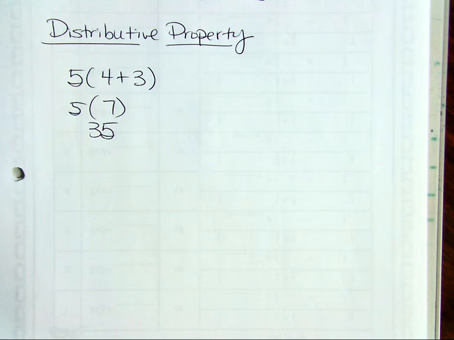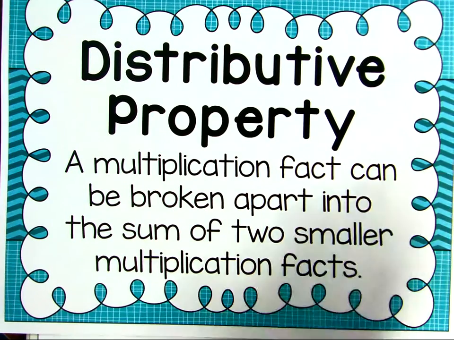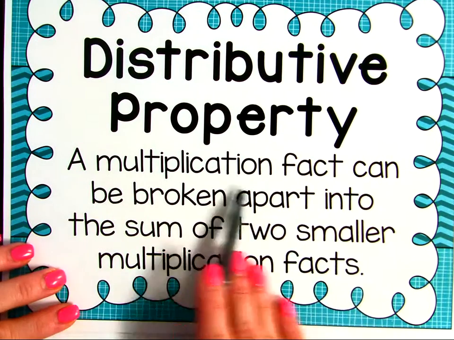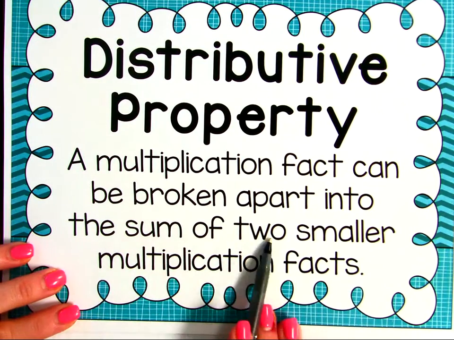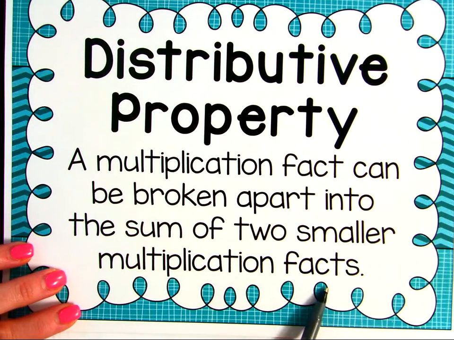We are learning, actually in 7th grade class today, the distributive property. So this is their notes today. So we are starting out with the distributive property, and they've never heard of this before: a multiplication fact that can be broken apart into the sum of 2 smaller multiplication facts.